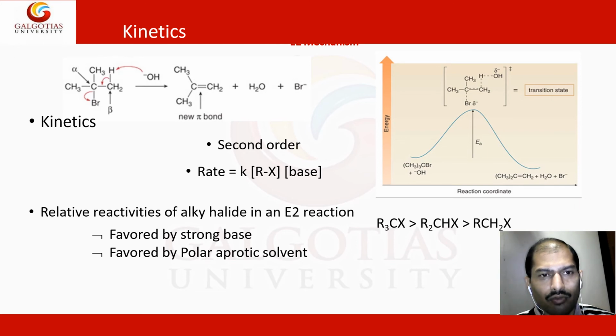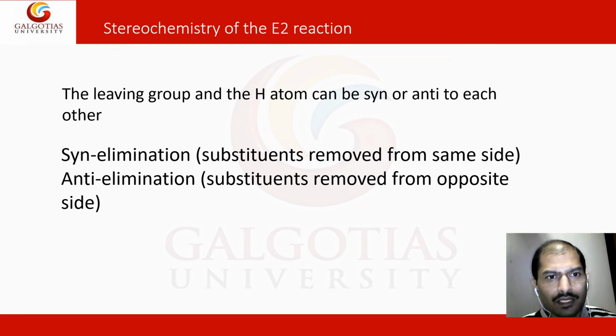If you see the stereochemistry in case of the E2 reaction, in syn elimination the substituents are removed from the same side, and in case of anti-elimination, the substituents are removed from the opposite sides, meaning from where the attack is taking place. So the substituent at the anti position will be removed.